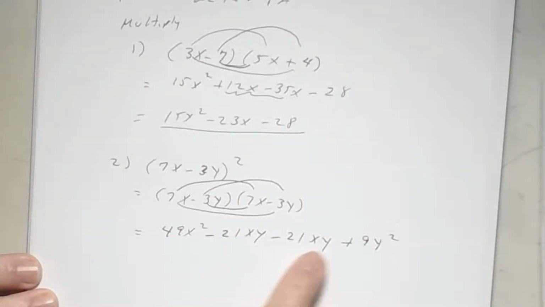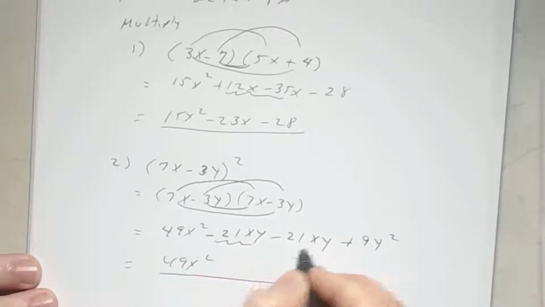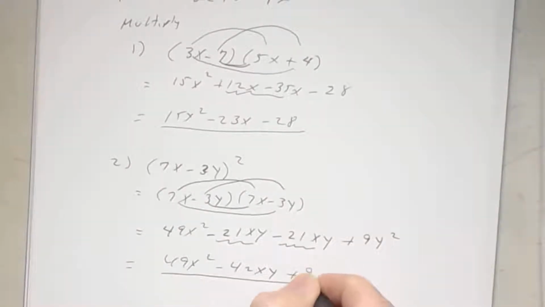First, outer, inner, last. And then your simplified answer would be 49x squared. Okay, what's a negative 21xy and another negative 21xy? No, not x squared y squared. It's just negative 42xy. It would be x squared y squared if you were multiplying x by itself, but you're not. What are you doing to them? You're adding, okay? All right, and then plus 9y squared.